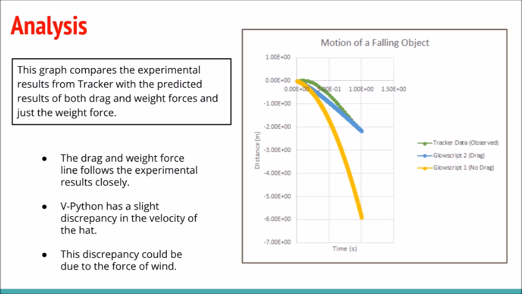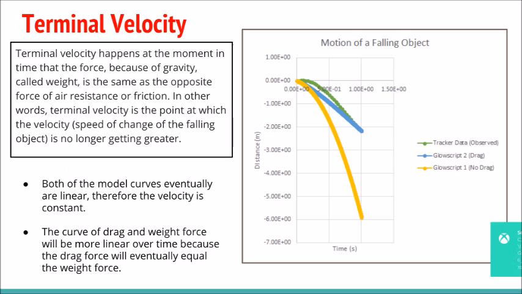VPython has a slight discrepancy in the velocity of the straw hat here. The discrepancy could easily have been due to the force of the wind causing the hat to fall differently.